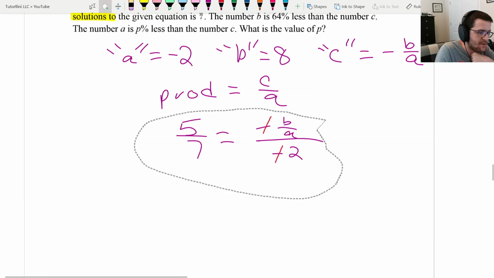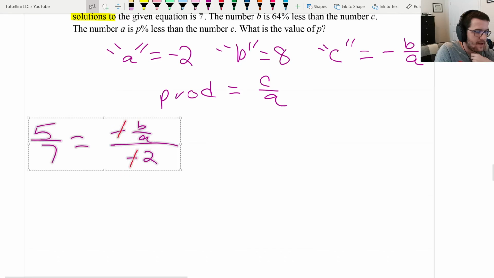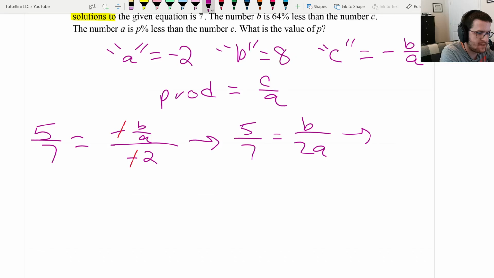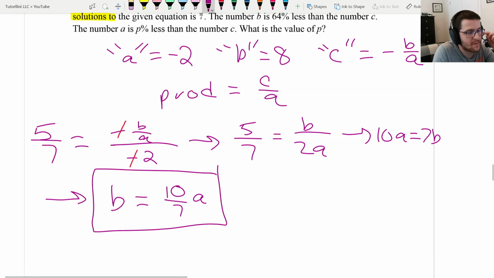let me move this over a little bit so that we have some room to finish the rest of the question. And now b over a divided by 2 is b over 2a. Now we can cross multiply, so 10a equals 7b. And you'll see why I'm doing this in a second. Why don't we get b by itself? So we're going to divide both sides by 7. And we get b equals 10/7 a. That's really important. I'm going to put a box around it.